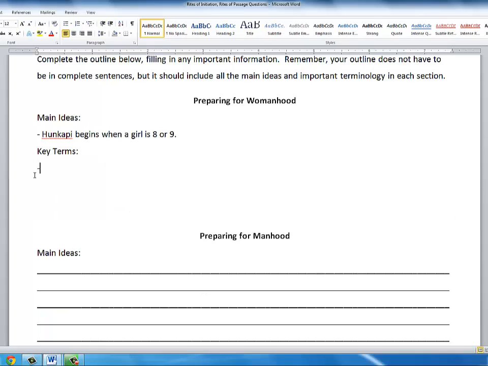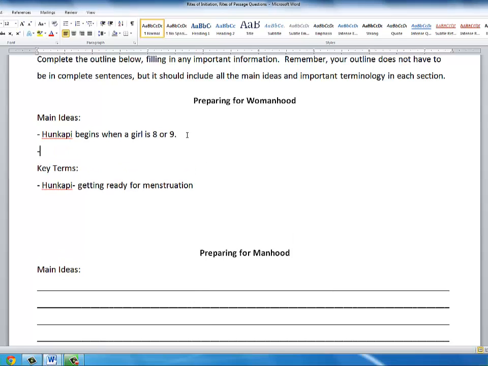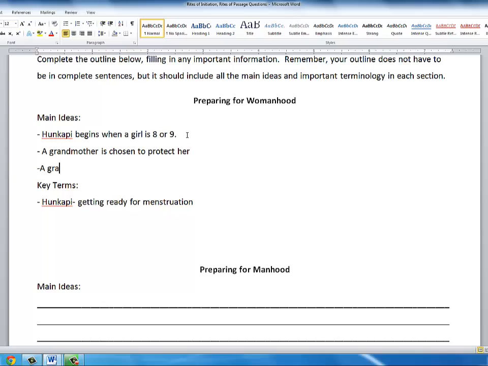Hunkapi is also a key term, so I'm going to add that right now. Hunkapi is getting ready for menstruation. Let's take a look at what else is important. A grandmother and a grandfather are chosen to protect her. There's another key idea. A grandmother is chosen to protect her. And actually, I'm going to put this as the second one. A grandmother is chosen to protect her, and a grandfather is chosen to vision quest on her behalf.